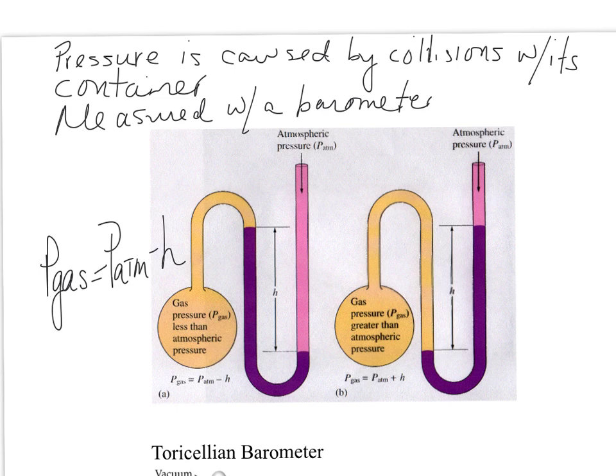Whereas on the right, you have the pressure of the gas is greater than the atmospheric pressure, so the pressure of the gas is equal to the atmospheric pressure plus the height. And I know it says it on the bottom of my diagram, but it's hard to read on your printout.